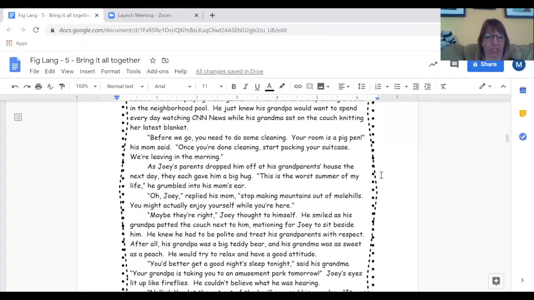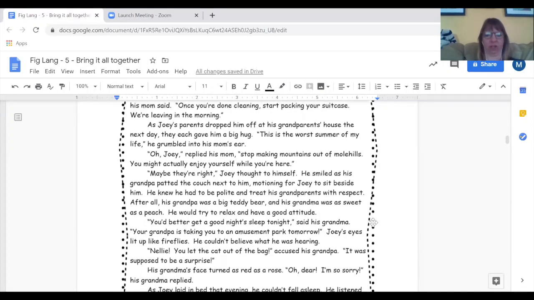Before we go, you need to do some cleaning. Your room is a pig pen, his mom said. Once you're done cleaning, start packing your suitcase. We're leaving in the morning. As Joey's parents dropped him off at his grandparents' house the next day, they each gave him a big hug. This is the worst summer of my life, he grumbled into his mom's ear. Oh, Joey, replied his mom, stop making mountains out of molehills. You might actually enjoy yourself while you're here.